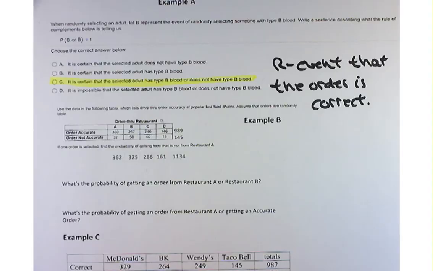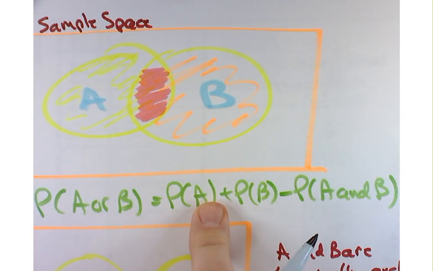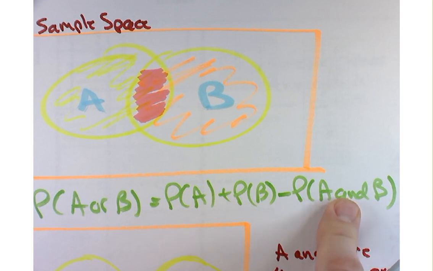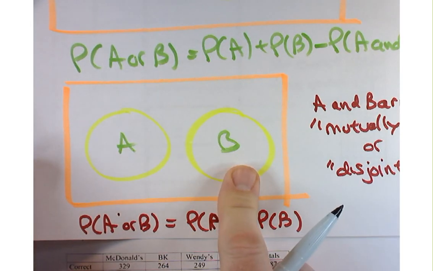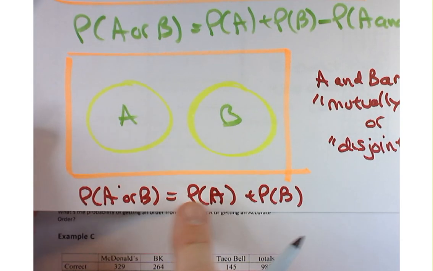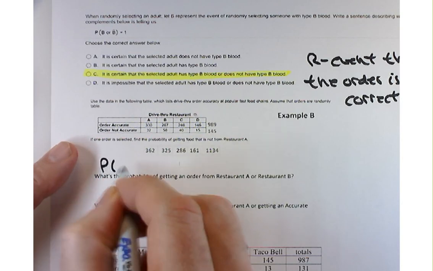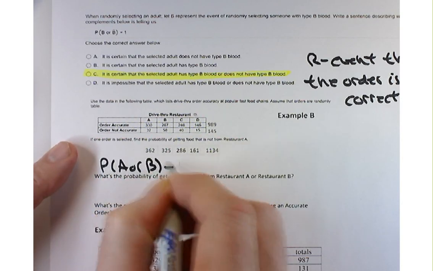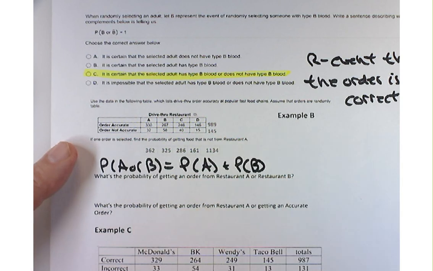Now, in general, when you're calculating these probabilities, the probability of A or B is the probability of A plus the probability of B minus the probability of the intersection. But you can't eat at restaurant A and B at the same time. So these are disjoint or mutually exclusive. So really, to calculate the probability of A or B, you're just going to calculate the probability of A plus the probability of B. You don't have to worry about the intersection because they're mutually exclusive.